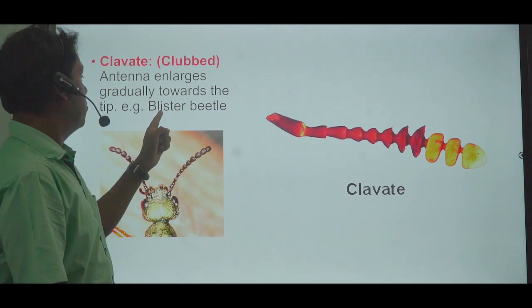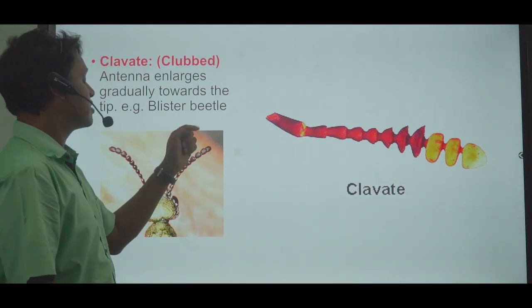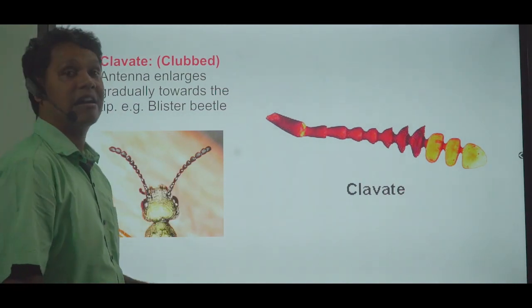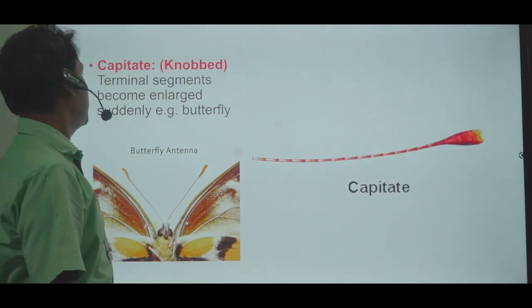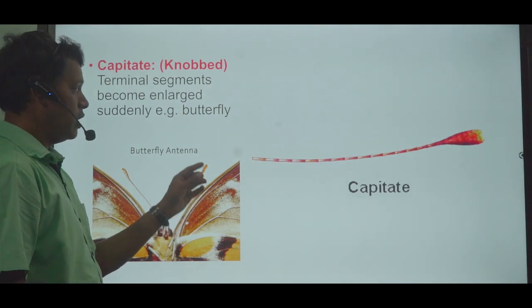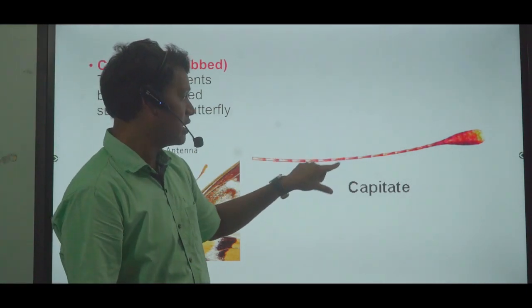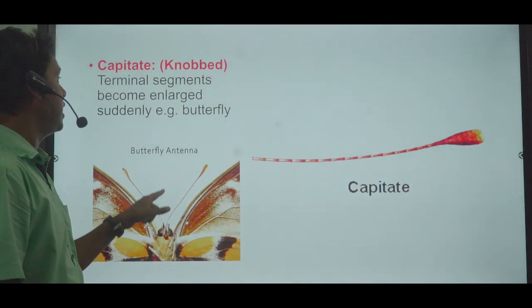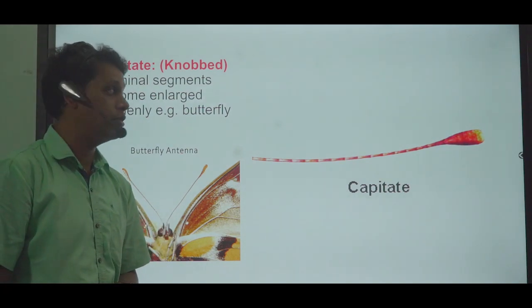So in the case of a blister beetle, here we can see clavate antennae. Next type is capitate antennae, knob-like. You can see it very prominently in this figure. Here the example is a butterfly. In the case of a butterfly, these capitate antennae are found.